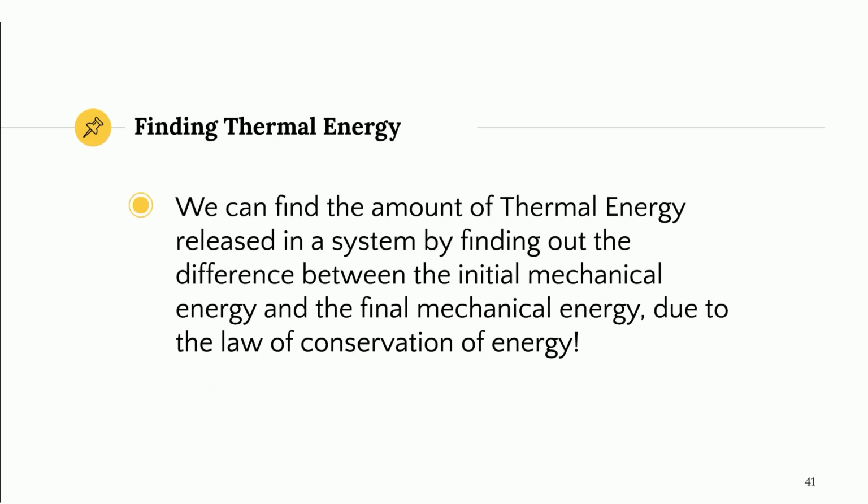So finding thermal energy. We can find the amount of thermal energy released in a system by finding the difference between the initial mechanical energy and the final mechanical energy, due to the law of conservation of energy. Now, I didn't define this before, but the term mechanical energy is essentially just a combination of potential energy and kinetic energy. We use this mostly because it's easier to find thermal energy. If we differentiate kinetic and potential energy, we can find the total energy loss in the system when we don't account for potential and kinetic energy by just subtracting the initial and final, and we can say, well, that must have been lost to thermal reasons.